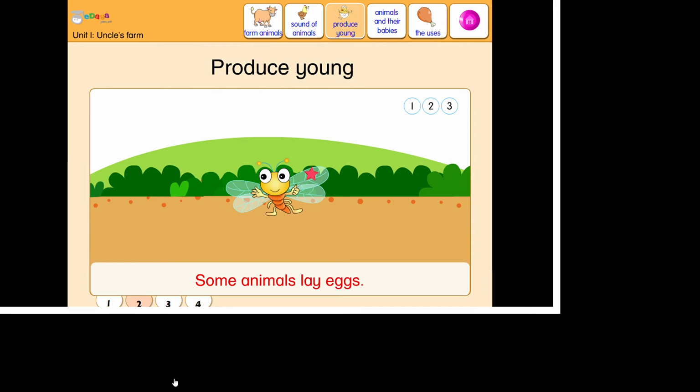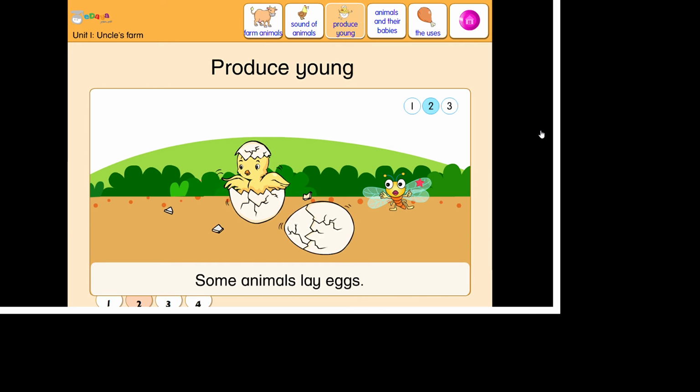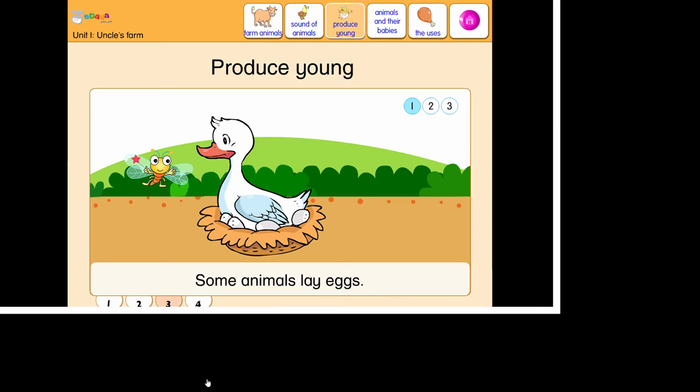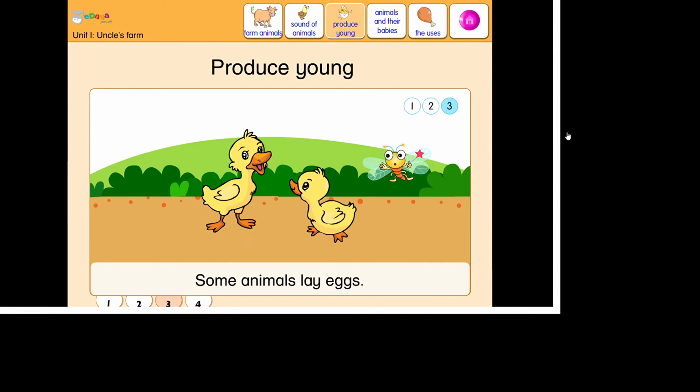Some animals lay eggs. A hen lays eggs. The eggs hatch into chicks. The chicks have grown up. A duck lays eggs. The eggs hatch into ducklings. The ducklings have grown up.